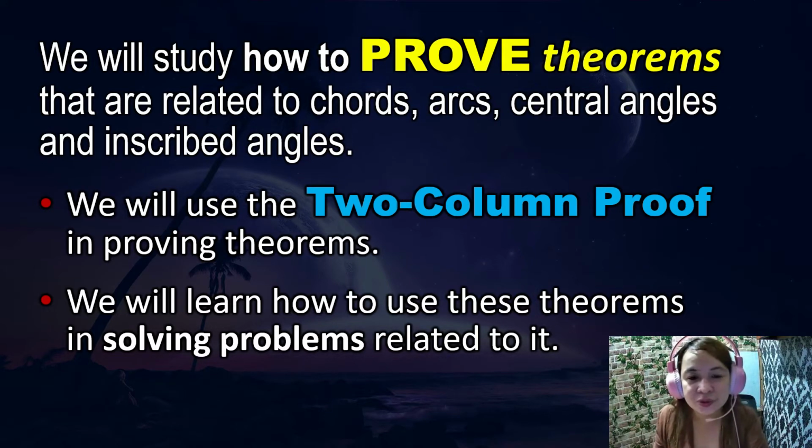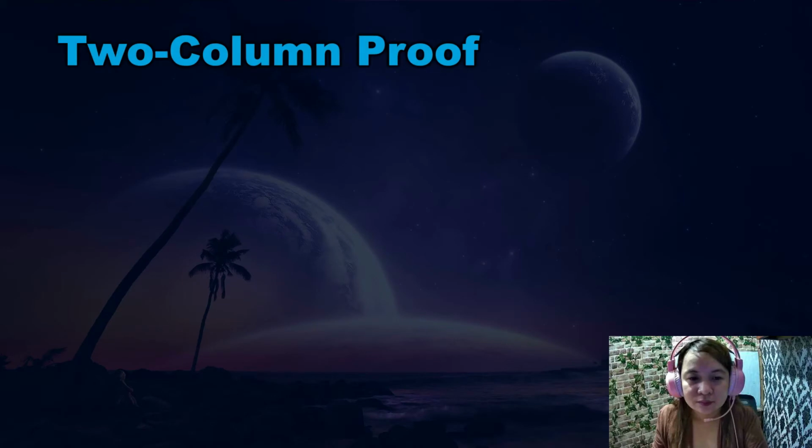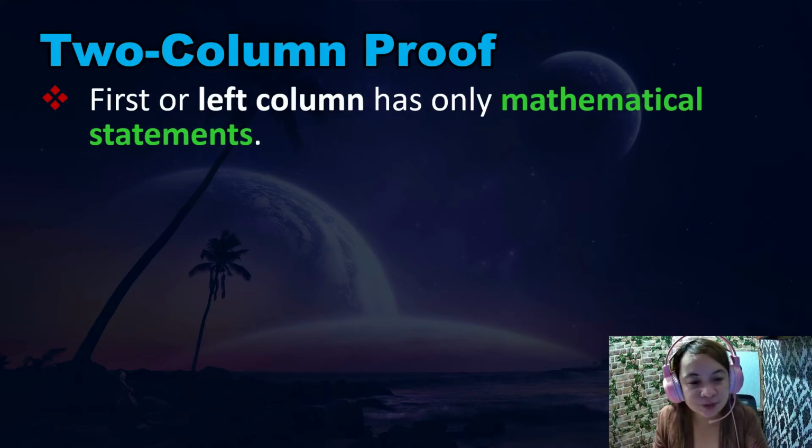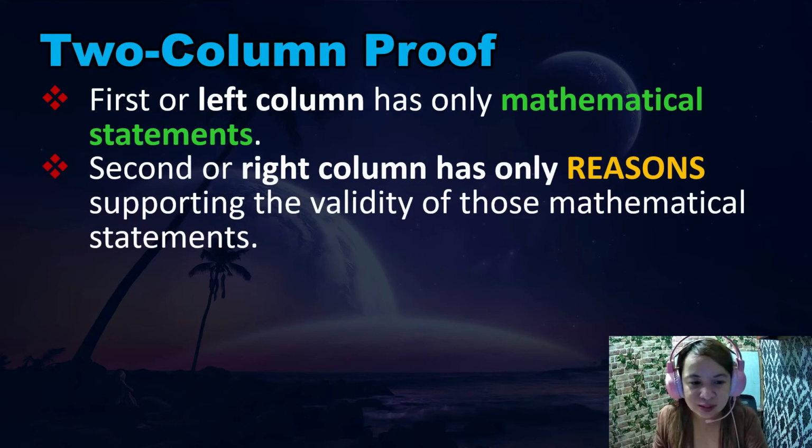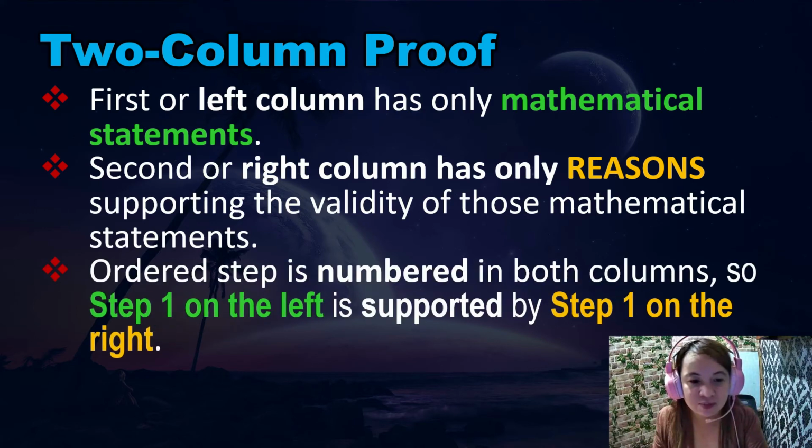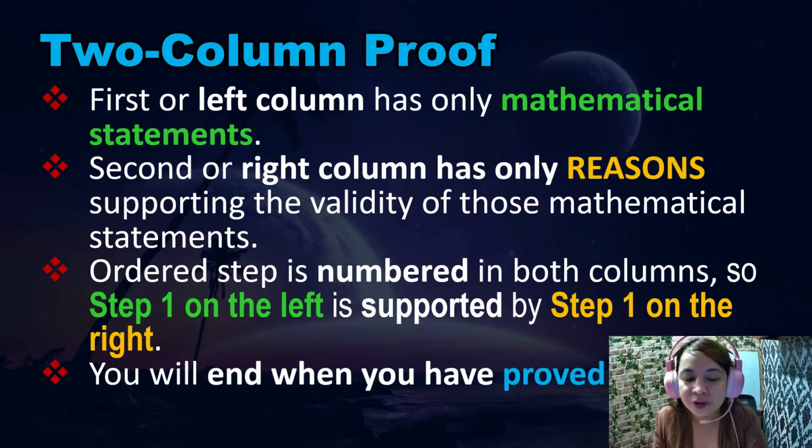Now, we are going to use the two-column proof in proving theorems. We will learn theorems in solving problems related to it. These are the two-column proof in proving theorem. First, the left column has only mathematical statements. Second, the right column has only reasons supporting the validity of those mathematical statements. Then, each ordered step is numbered in both columns, so step 1 on the right is supported by step 1 on the left. Now, you will end when you have proved your concept.